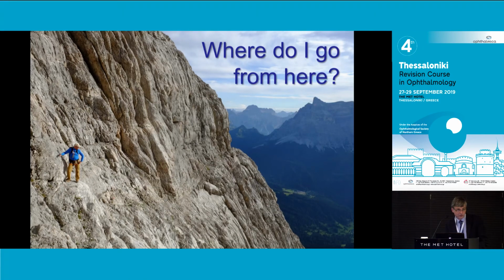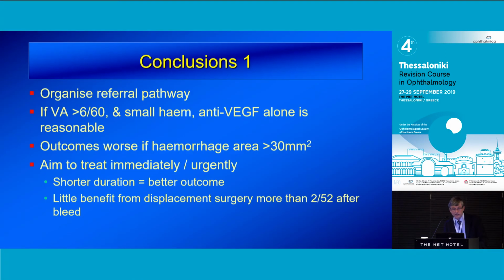But I think there are some conclusions that we can draw, some simple things that we can agree on. Firstly, you need to organize a referral pathway. If you are treating patients with AMD, then you need to know, what do I do if somebody comes in with a big hemorrhage? You need to have a VR surgeon that you can go to and say, can you manage this for me? If the vision is 6/60 or better, particularly if it's a small hemorrhage, then I think the evidence is that it's perfectly reasonable to treat that with anti-VEGF alone. It's the big hemorrhages that need more aggressive management.